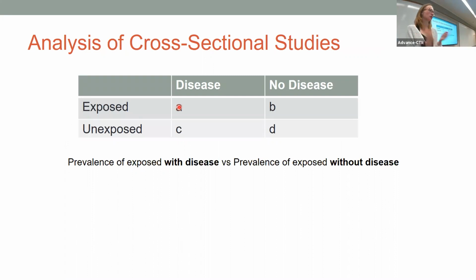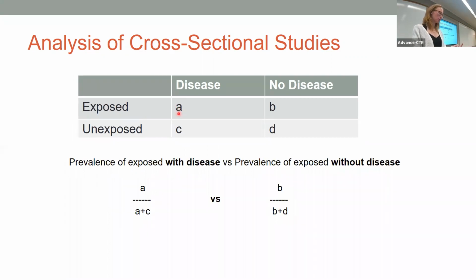Similarly, but just the opposite, we can look at the prevalence of the exposed with the disease versus the prevalence of the exposed without the disease. This is just going to be calculated a little differently. A over A plus C, the exposed with the disease over the total number with the disease, compared to the exposed without the disease over the total number without the disease.